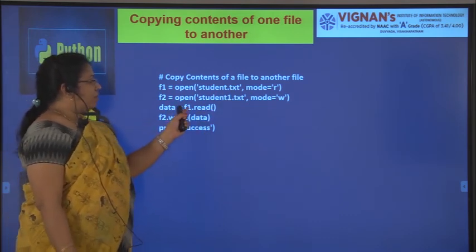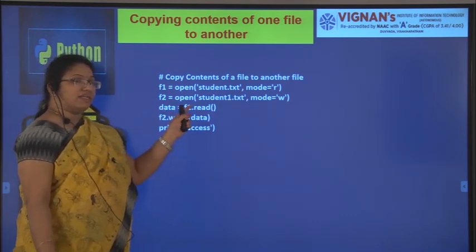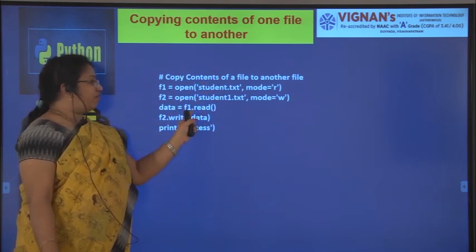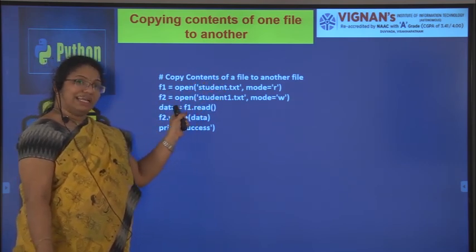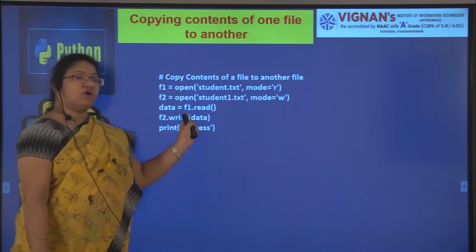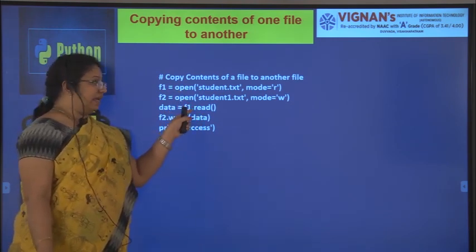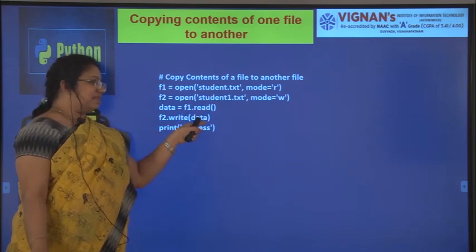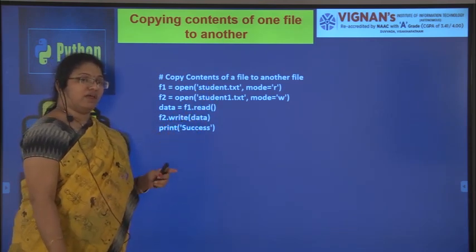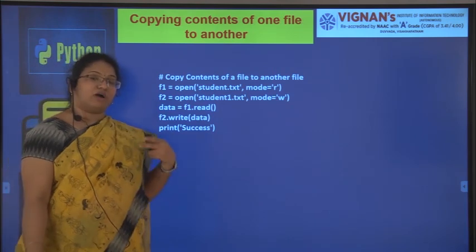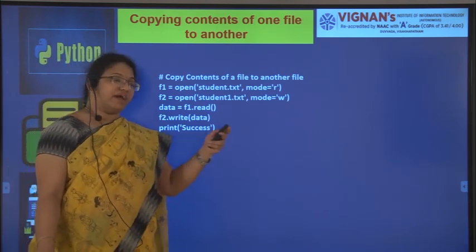So I am going to read the contents of the file. What is the object of student.txt? This f1. f1.read I am doing and placing in data. Next, f2.write of data. What is it doing? The content that is read is going to be placed in the f2 file. In this way you can copy contents from one file into another file.